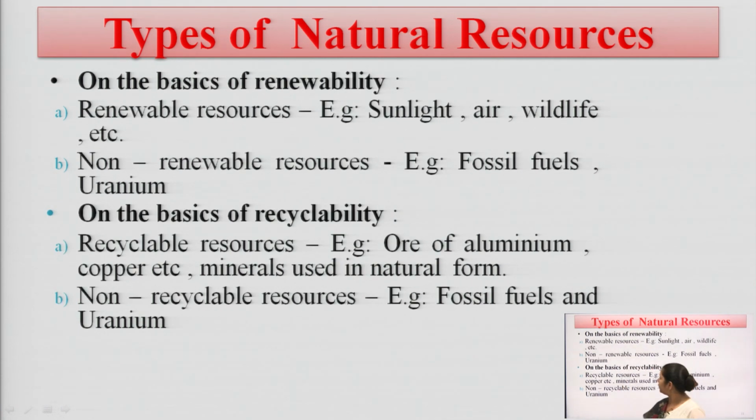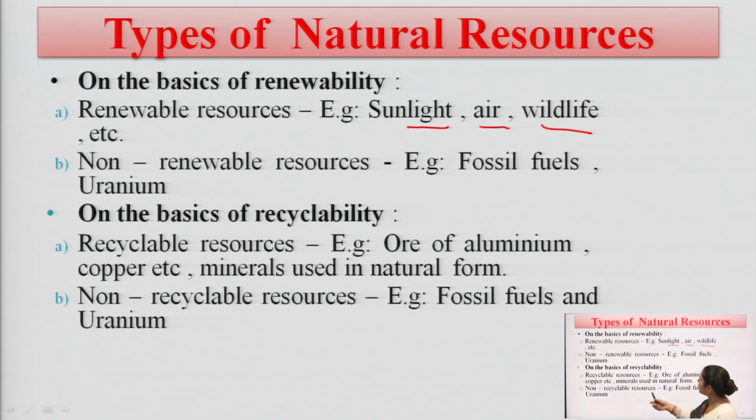On the basis of renewability, it can again be classified into two basic parts, renewable resource and non-renewable resource. Renewable is what can be renewed, which can be regenerated. Okay. The examples of renewable resources are sunlight. As we all know, sunlight, solar energy, and air, wildlife and many more. Non-renewable resources are fossil fuel and uranium. They are the non-renewable resources. They cannot be renewed in a given period of time.